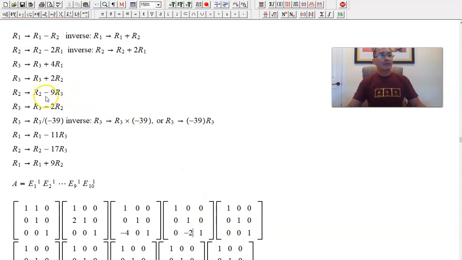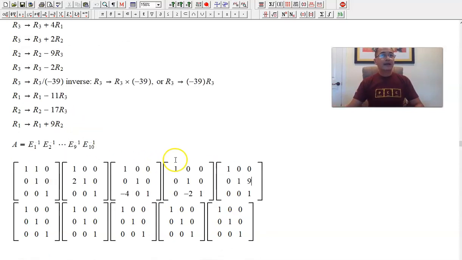Okay, fifth one. Row 2 becomes row 2 plus 9 row 3. Here's row 2. We add 9 times row 3, so we have plus 9 over there. Okay, so now let's do the last 5. Okay, so here they are. 3, 4, 5. This one.